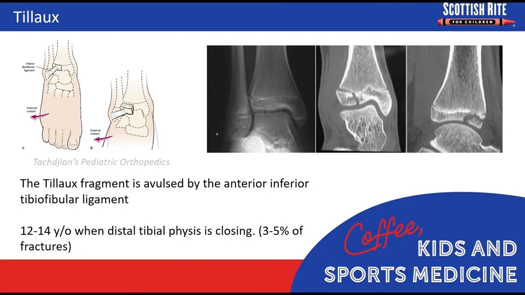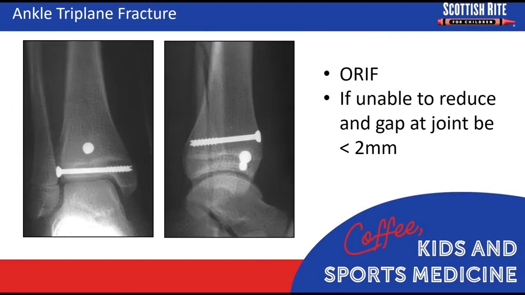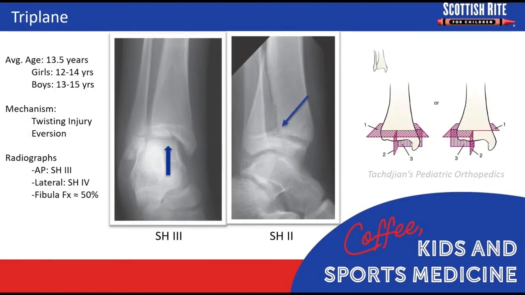Now, if this space is greater than 2 millimeters, that patient may need surgery. Triplane, very similar mechanism of injury, same age group, twisting eversion. It's different because there are 3 different planes of injury. So on the AP, it's a Salter-Harris 3. On the lateral, it's a Salter-Harris 2 or a Salter-Harris 4. And the fibular fracture can actually occur up to 50% of the time.